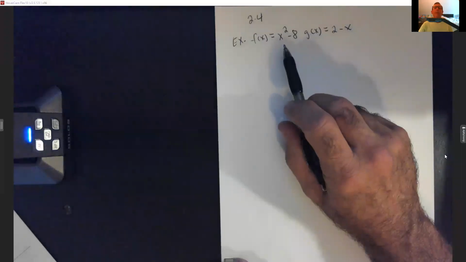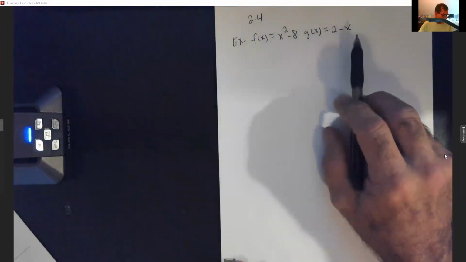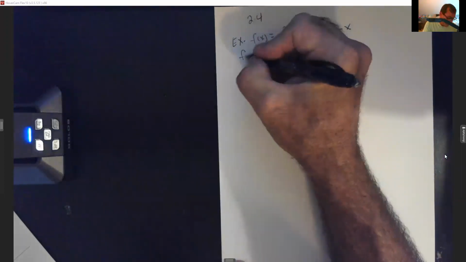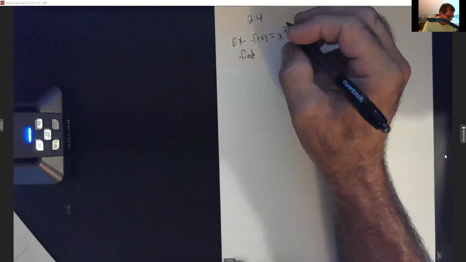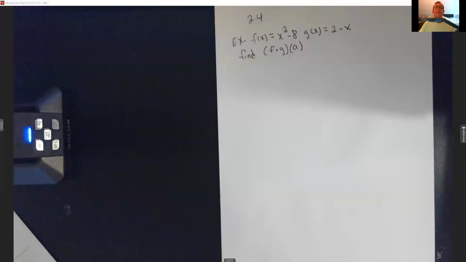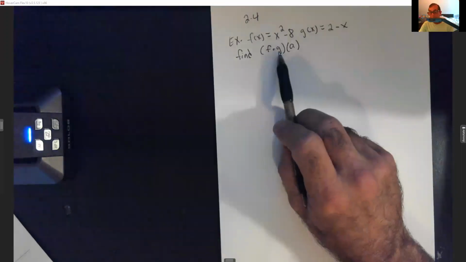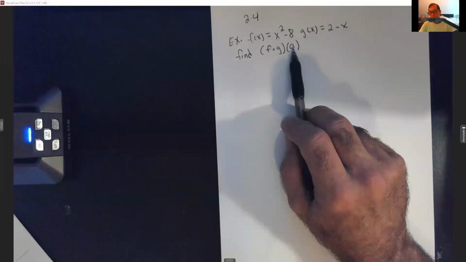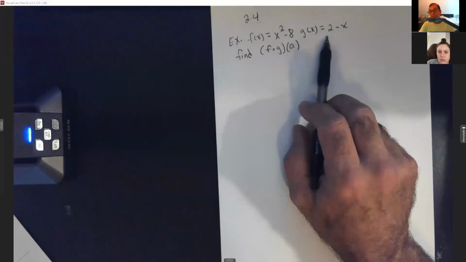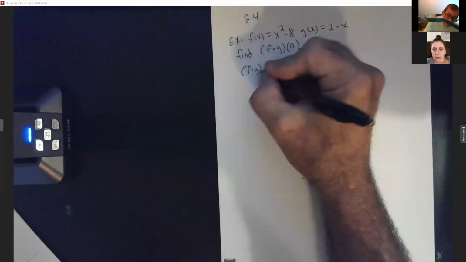So f of x was x squared minus 8. G of x is 2 minus x. They want us to find f times g of a. So they're wanting me to multiply these functions, and they also want me to put an a in for those x's. So here we go. We got f times g of a.